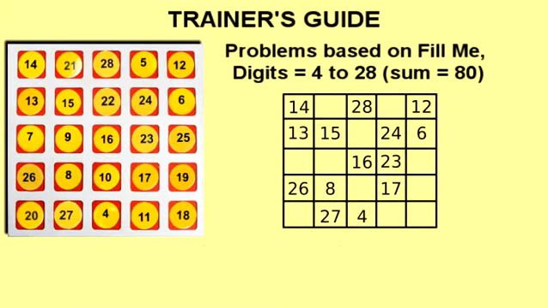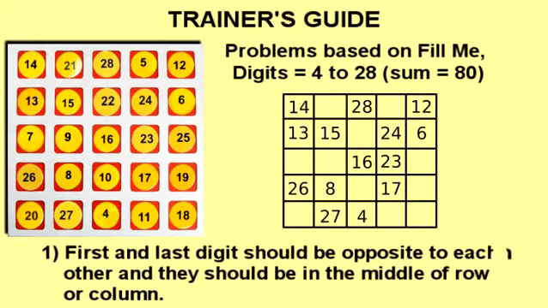Let's take one more example. Here for this question, digits are from 4 to 28 and the sum is 80. Well, there are 4 conditions for 5 by 5 grid. The first condition says the first and the last digit should be opposite to each other and they should be in the middle of row or column.